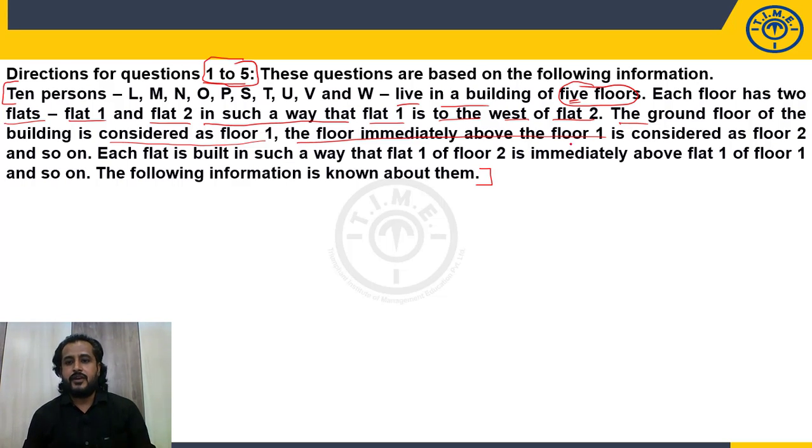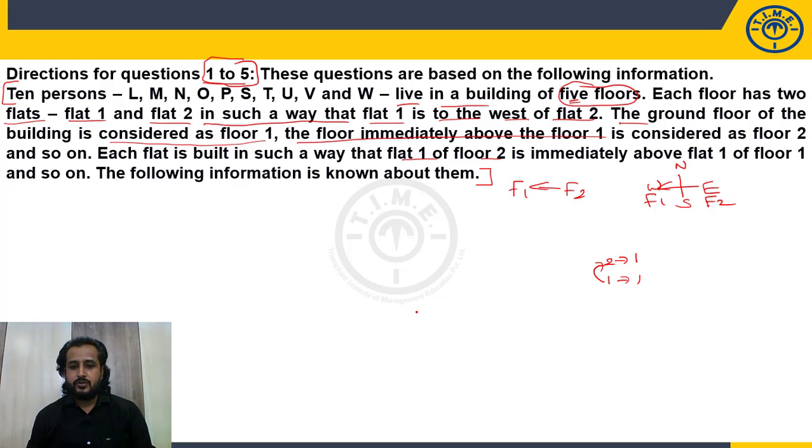Flat 1 is to the west of flat 2. On a paper, what are the directions? East, west, north, south. So flat 1 is west of flat 2. So on any floor, flat 1 is west of flat 2. And each flat is built in such a way that flat 1 of floor 2 is immediately above the flat 1 of floor 1. Fine. It is immediately above.